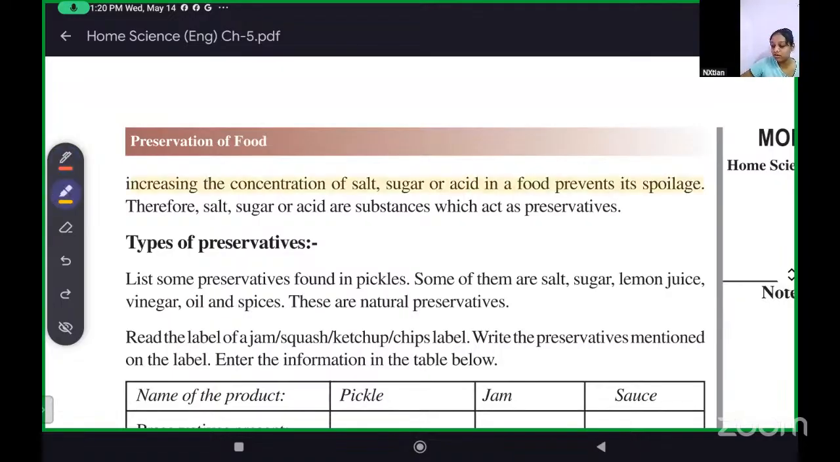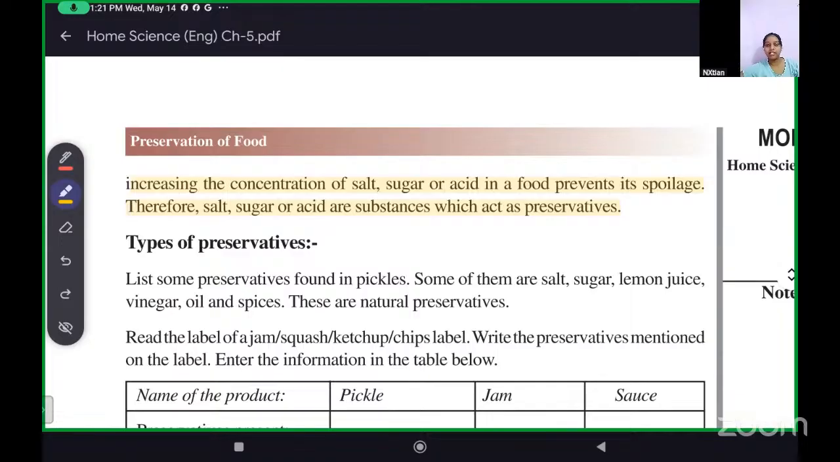You know that a lot of food are preserved with salt, with sugar, with acids, right? Why? When we increase the content of these substances, salt, sugar, acids in the food, it makes them last longer. Because all of these are preservatives. Like in pickle, when we make a pickle, we add salt to it and then we keep it for some months. Why? So that it does not get spoiled.